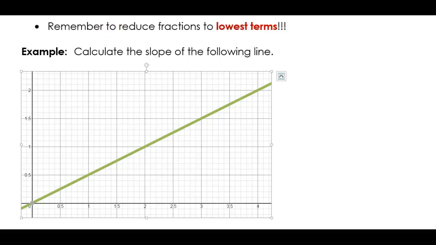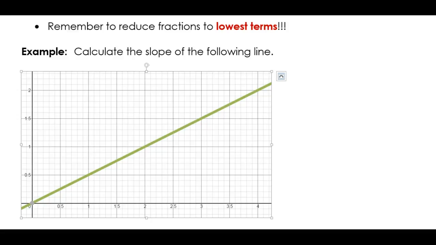All right, so now I think you're ready to take a look at an example. I'd like you to pause the video and give this a go on your own, grabbing a whiteboard and a marker and trying out the question for yourself. All right, so I'm going to take this up. Now, again, it doesn't really matter which 2 points you pick on the line.